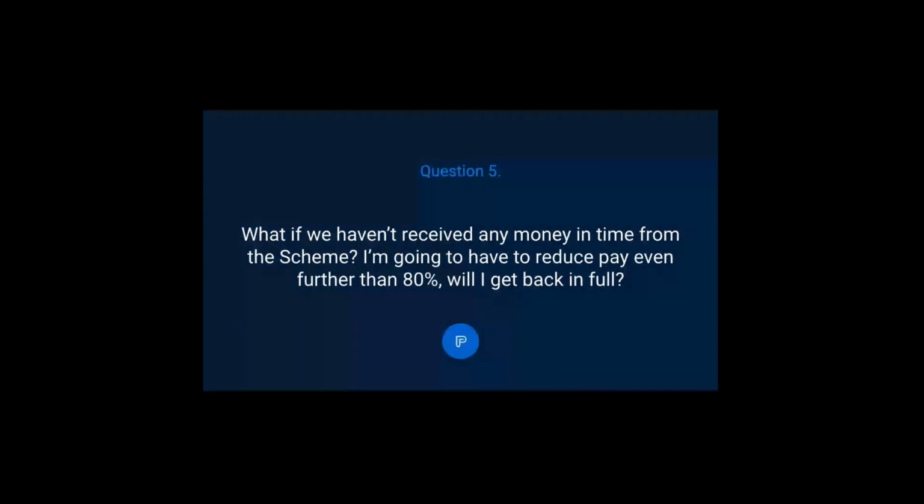The next question is, what if we haven't received any money in time from the scheme? Am I going to have to reduce my employee's pay even further than 80%? So the HMRC haven't stipulated what would happen in the instance that an employer couldn't afford to make those payments before the claim money was received. I have read in unofficial sources, that's still to be confirmed by the HMRC, that you can claim up to 14 days ahead. Hopefully when the online system is up and running, there will be some clearer guidance on how far ahead you can claim.